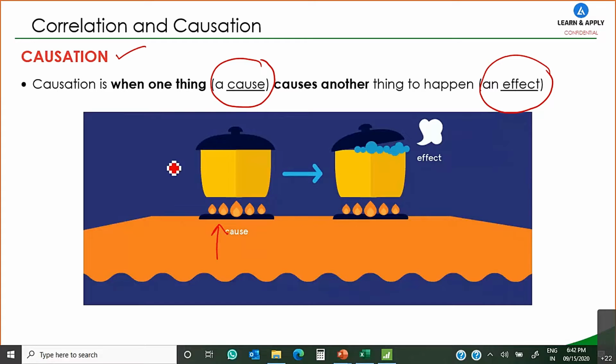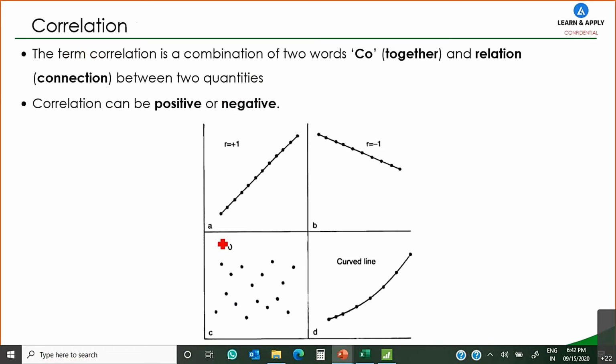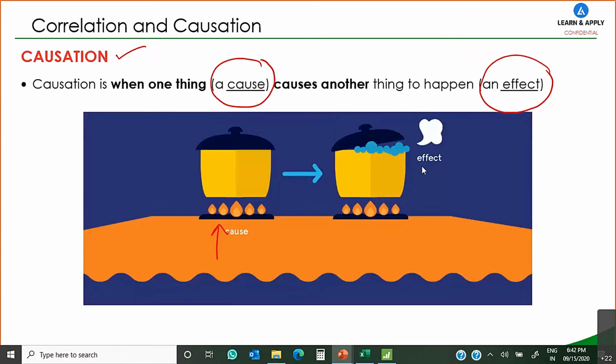Okay, so if you provide heat to this, then after some point of time there will be an appearance of steam. So why has this steam happened? Because of this heat. So we can see there is a cause and effect relationship between them. We are giving the heat and that's why there is a generation of steam, right? So this is called causation.